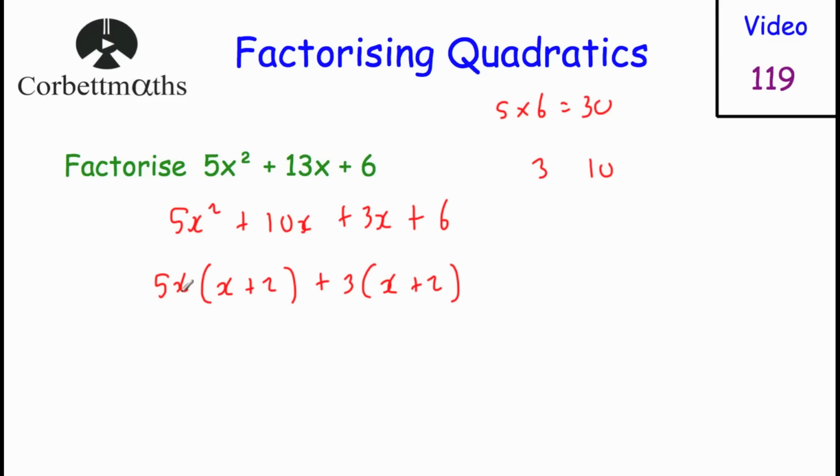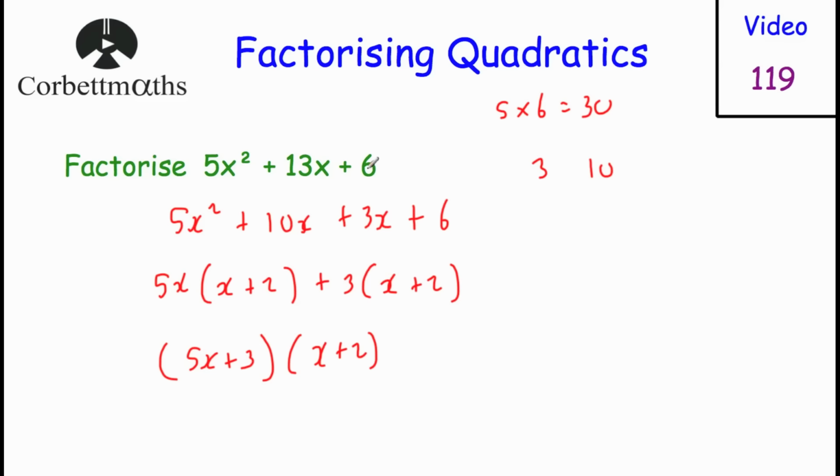Now because we've got 5x lots of it and we've got 3 lots of it, altogether that would be 5x plus 3 lots of x plus 2, and that factorizes our 5x squared plus 13x plus 6, because as you can see that's what we got whenever we factorized it using inspection. Okay, so that was one approach.